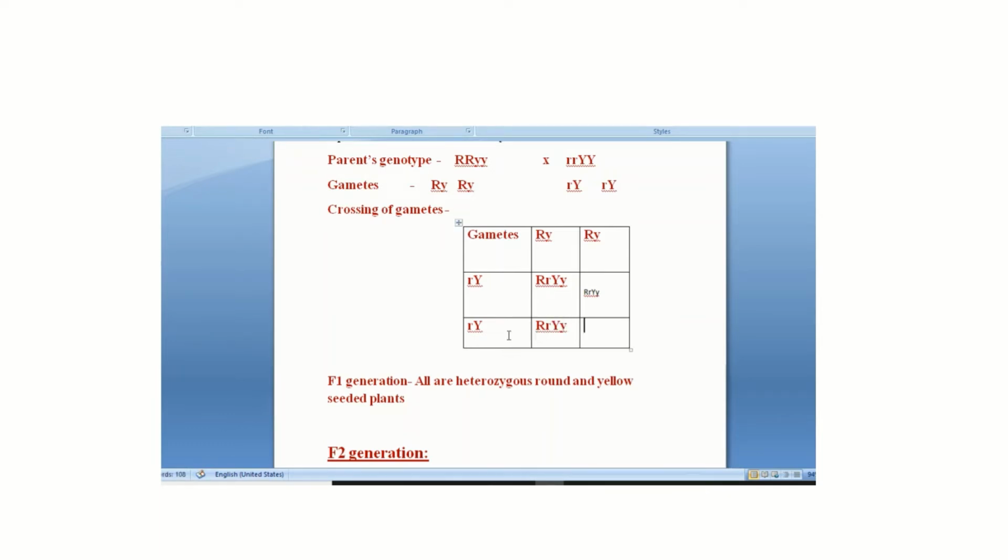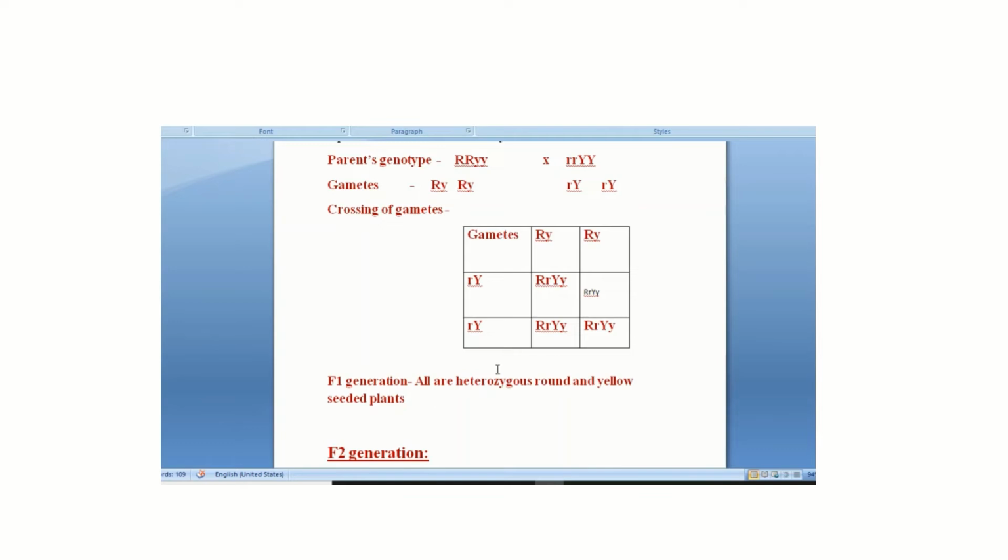So it is nothing but, children, here I am just crossing the small r capital Y with this gamete. Again the small r capital Y with this gamete. That's all. Similarly this one with these two, and similarly this one with these two. That's all. We need to just combine them and write it. And whenever you are writing it, see that capital letters are in the beginning followed by small letters. Both the R's are together and both the Y's are together.